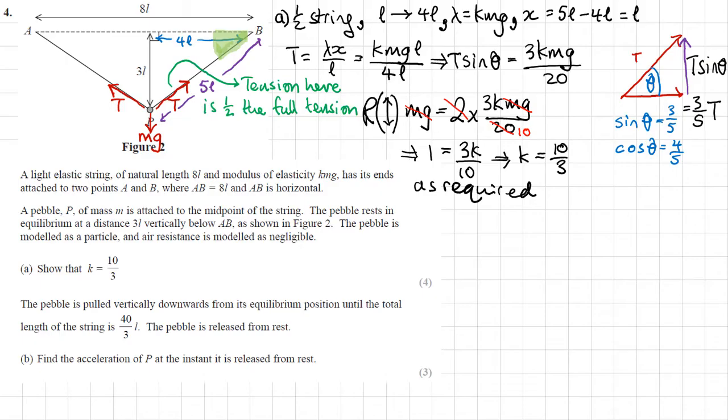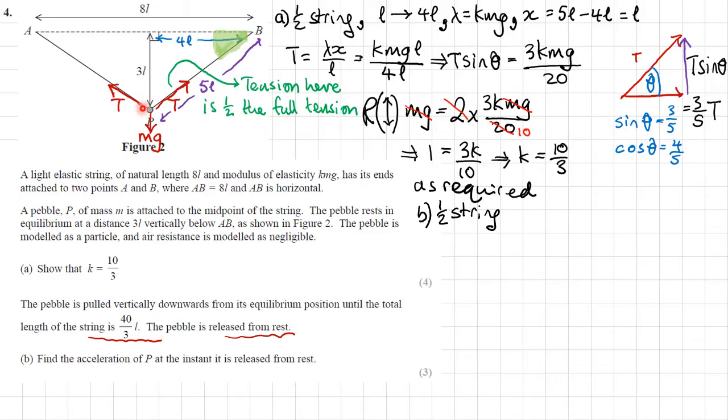Moving on to part B, the pebble is now pulled vertically downwards from its equilibrium position until the total length of the string is 40 over 3 L. The pebble is released from rest. Find the acceleration of P at the instant it is released from rest.